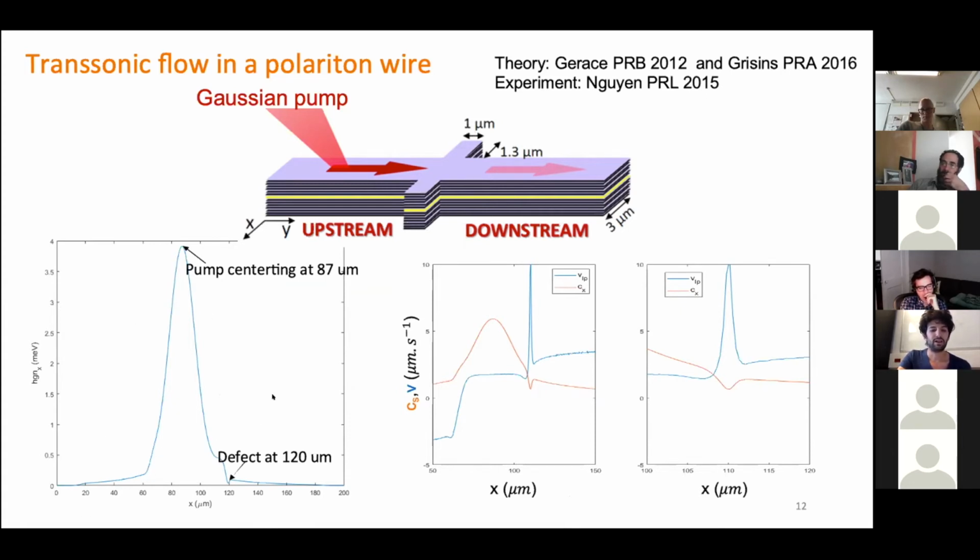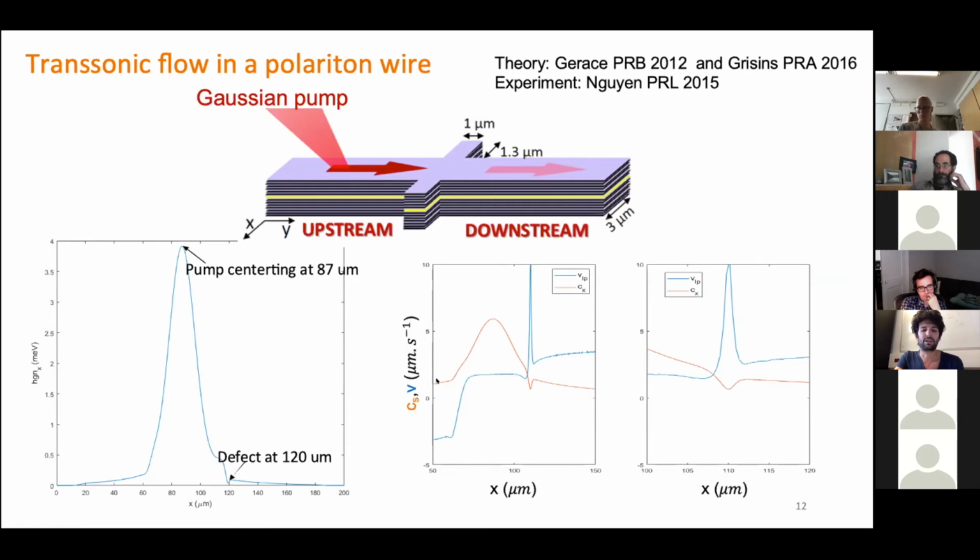So here I plot the density of polaritons. And what do we see? We have a Gaussian pump that's centered at a certain position, and a bit away from the center of the pump, we have a defect. And as we see, the defect really strikingly modifies the shape of the polariton density. And this is very well reflected in the velocities.